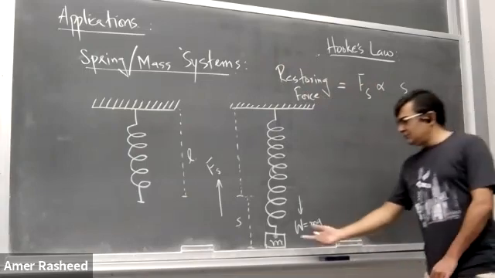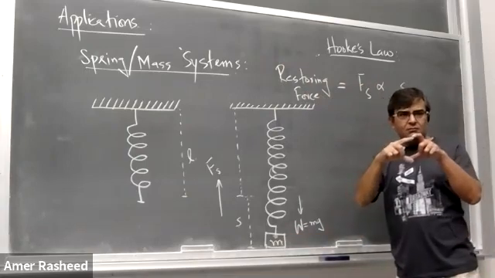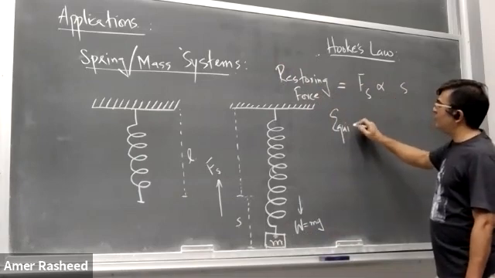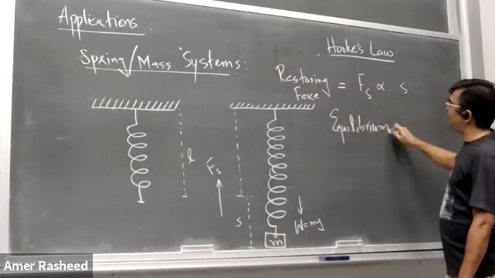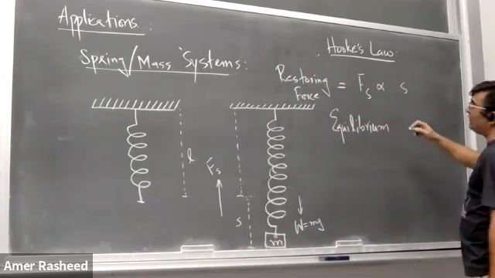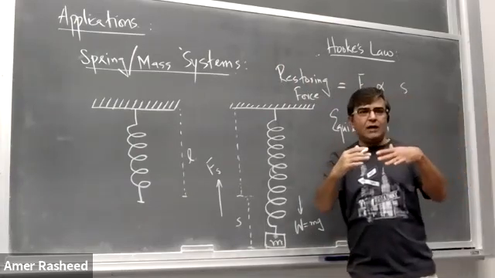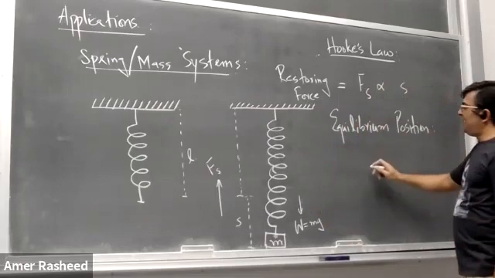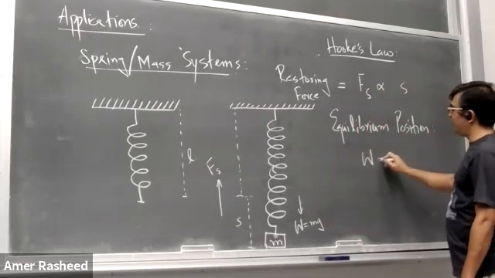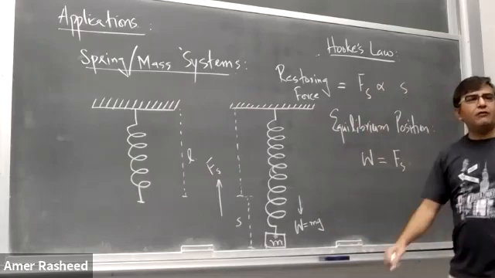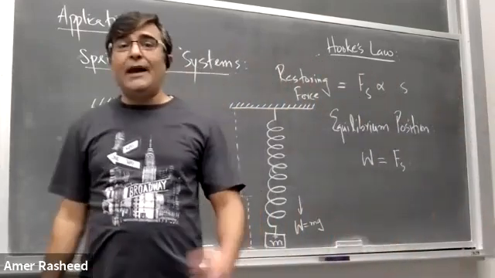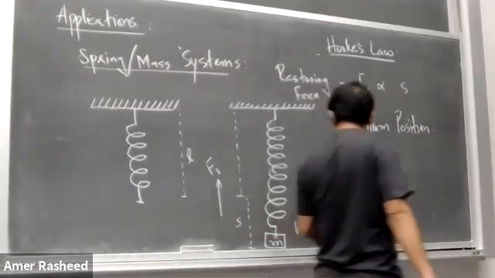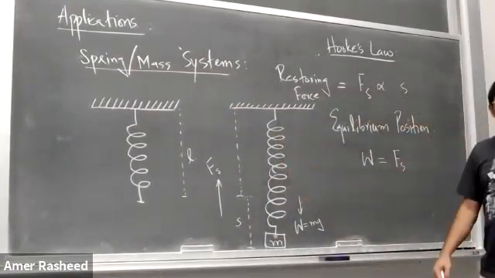When this mass or this object is at rest, or you can say in the equilibrium position, that is, it is not moving upward or downward, that is your equilibrium position. In that case, the weight of that object must be equal to the restoring force applying upward, depending on the spring.